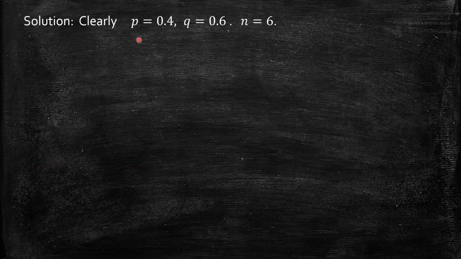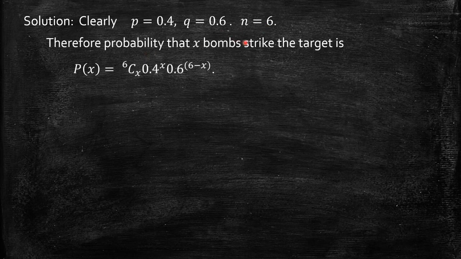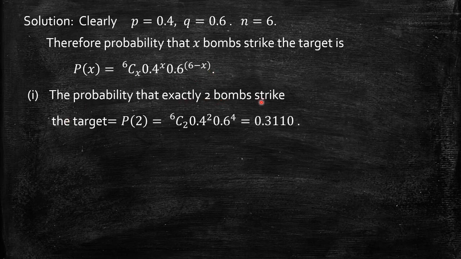So clearly here p is 0.4, q is 0.6, n is 6. The probability that x bombs strike the target is p of x equal to 6Cx 0.4 power x into 0.6 power 6 minus x. The first problem, that exactly 2 bombs strike, the probability is nothing but p of 2. Substituting x equal to 2 over here, we get 6C2 0.4 square into 0.6 power 6 minus 2, that is 4. Calculating, we get 0.3110.